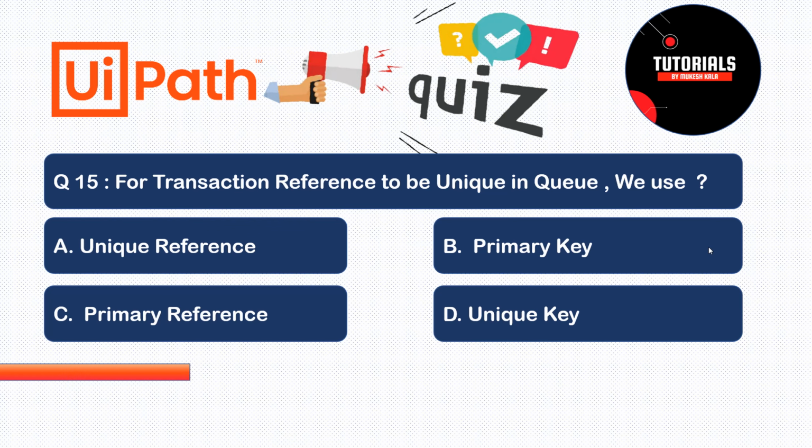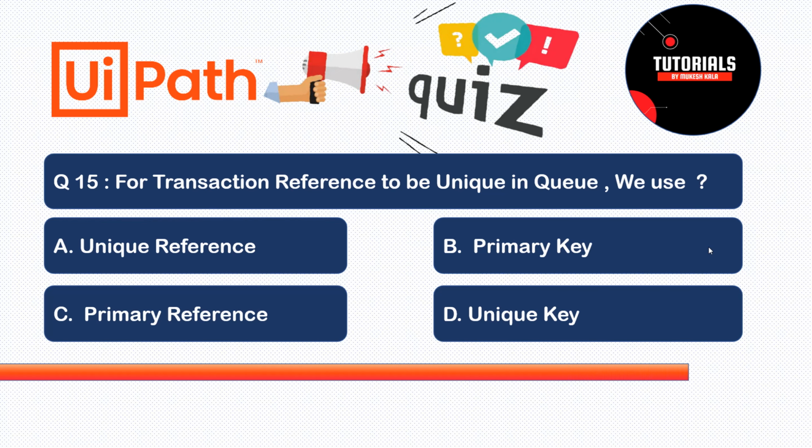The 15-second timer has started. So I'll repeat the question. To make a transaction reference unique in a queue, what do we use? Unique reference, primary key, primary reference, or unique key?